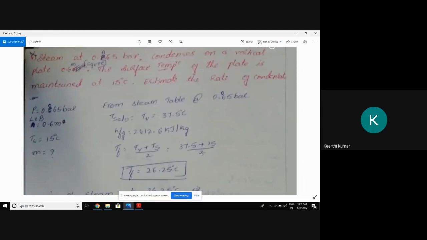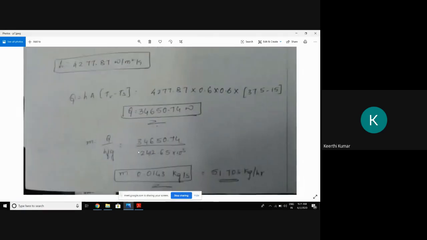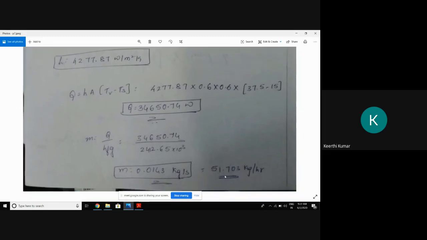He has given just the rate of condensation, so this is enough. You can substitute in kg per second. 0.0143 kg per second is enough. In some problems, he will give the rate of condensation per hour. Then you should substitute in hours. If he has not given that, just keep it as it is, kg per second. That is enough. If he is particularly asking, then substitute in terms of kg per hour. So I substituted in kg per hour.